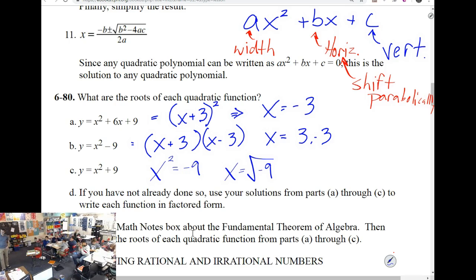Which we know is 3i, but since it's a square root, there's also the negative. So plus or minus 3i. Now, here is the shortcut I'm afraid to show you.